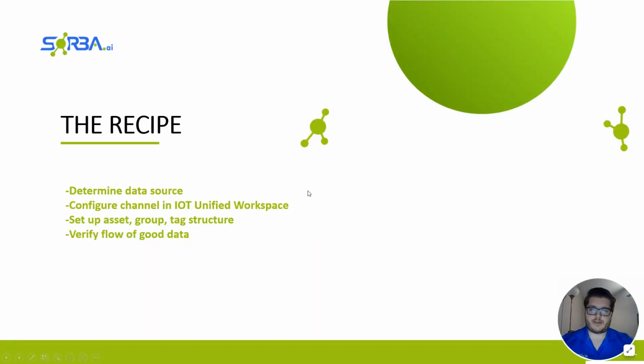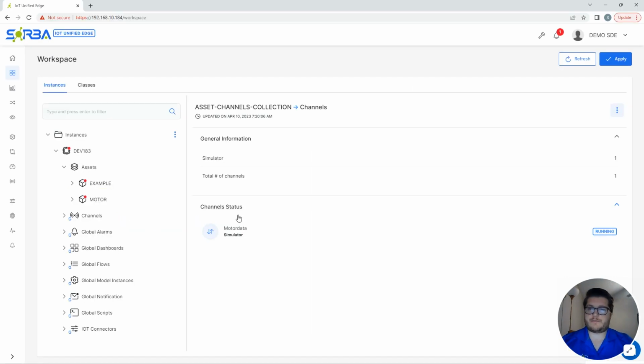In order to do this, we must first determine the data source, configure the channel in our IoT Unified workspace. We then must set up the asset, group, and tag structure within this workspace, and then we will verify the flow of good data. So, in order to do that, let's move over into our SDE.